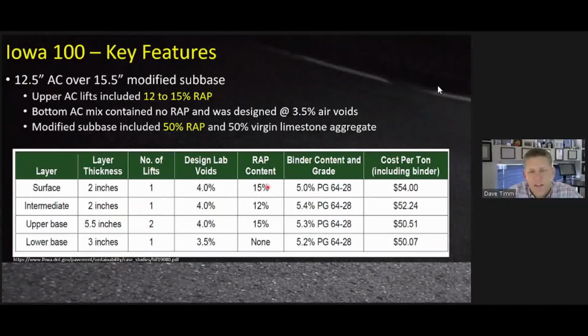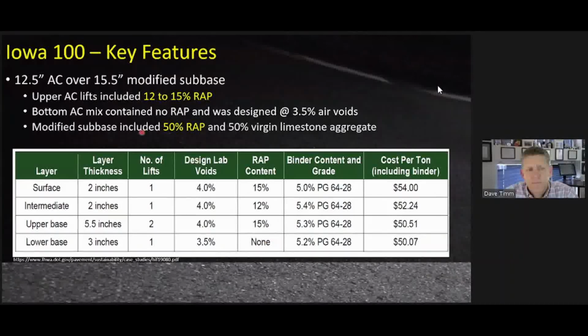And interestingly, in this cross section, the upper lifts, as you can see, the RAP content for the surface, intermediate, and upper base, they're running 12 to 15% RAP. The bottom mix, they didn't put any RAP into it because they wanted to design it to be more fatigue resistant, and they also designed it at a lower lab design air voids. This is one of the techniques if you're trying to design a fatigue resistant mix. If you design it for a lower air void content, that'll basically force you to have more asphalt cement in the mix and make it more fatigue resistant.